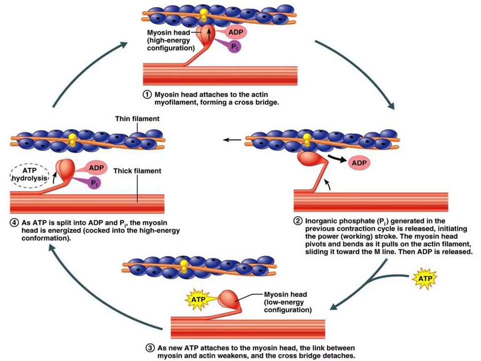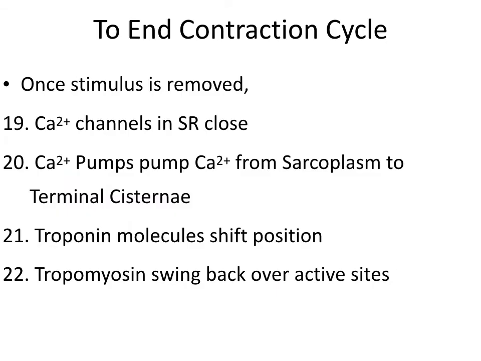Okay, now it's time to end the contraction. Once your brain says to stop, that means the signal will no longer come. You don't have action potential number one, you don't have action potential number two, and therefore calcium won't be released. So calcium pumps pump the calcium back from the sarcoplasm back into the sarcoplasmic reticulum, back into the terminal cisternae. Remember those little bags. You're putting it back into the bags, right? You're getting it out of the zone of overlap.